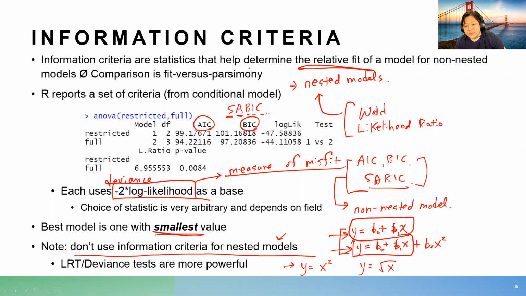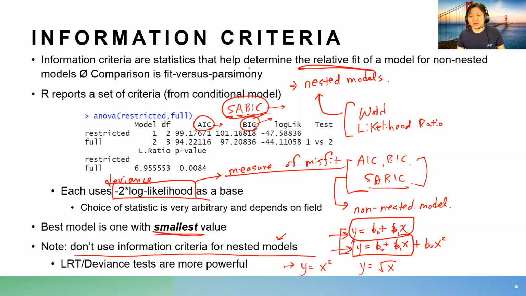Based on simulation studies, the performance of SABIC is the best, BIC is second, and AIC is the last. But this is a general rule of thumb. When you report your results, you have to report all of them, because they don't always agree with each other.